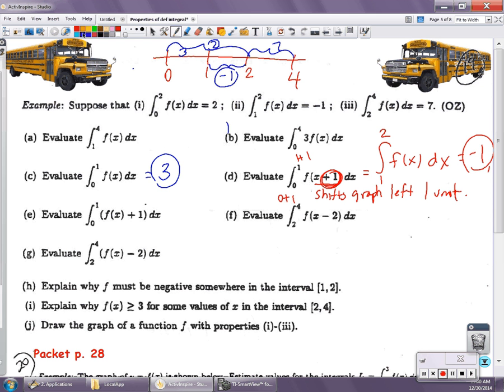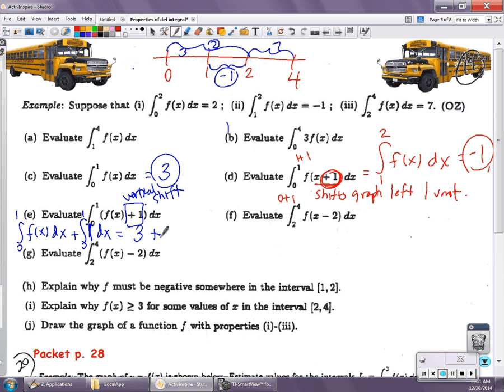Letter E, we are collecting area. Now this time it's f of x plus 1. This is a vertical shift, not a horizontal shift. So I'm going to break this problem up to say it's the area from 0 to 1 of f of x. Remember the properties on the other side. If I have two functions added together or subtracted, I can break that up into individual functions. So the area from 0 to 1 of f of x, we already know, is 3.